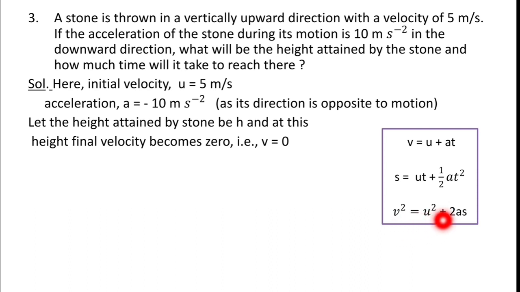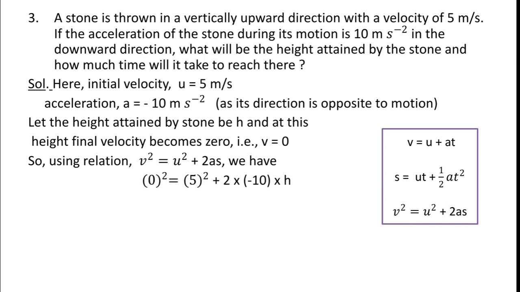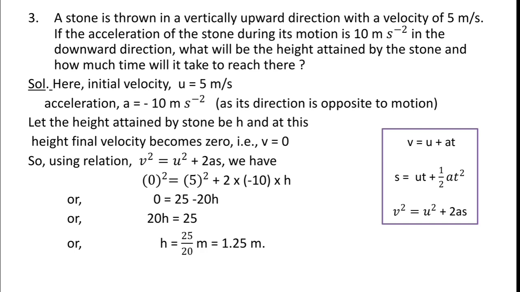Now v square = u square + 2as can be used. So using this relation, we can say 0 square, because final velocity is 0, and u = 5. So 0 square = 5 square + 2 into minus 10 into h, which comes out to be 0 = 25 minus 20h. Again it can be equated as 20h = 25, which comes out to be 1.25 meter.